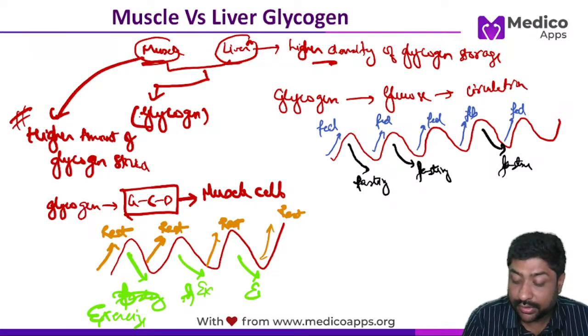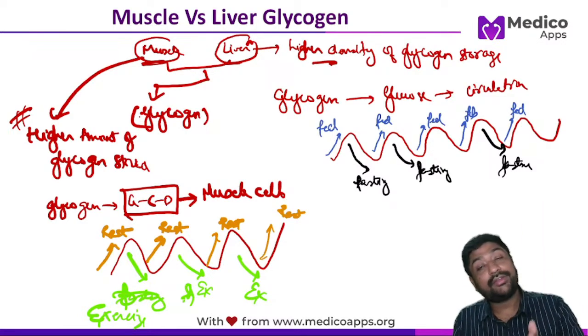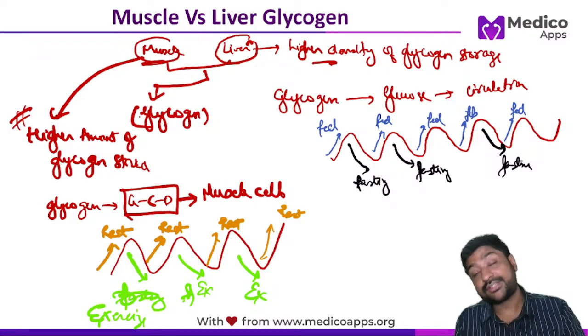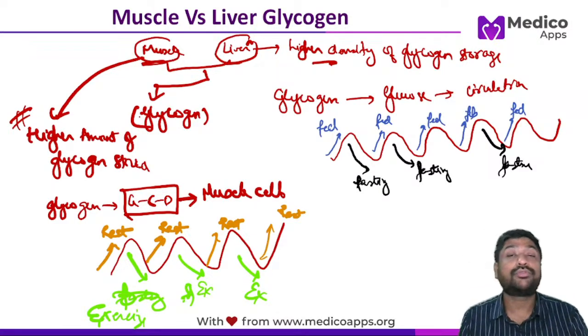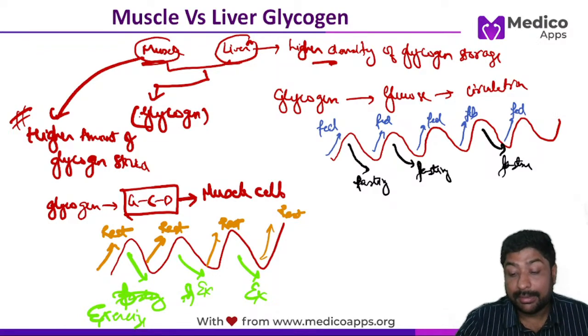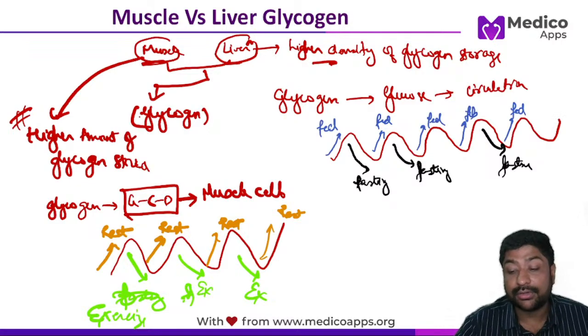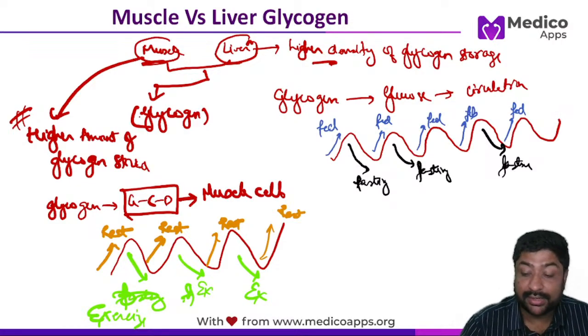Exercising state. So whenever the muscle is exercising, its glycogen will come down. Whenever the body is in a fed state, the amount of glycogen in the muscle will go up. So these are the three very, very critical differences between glycogen of liver and muscle, very frequently asked in your examination. Is everybody clear?